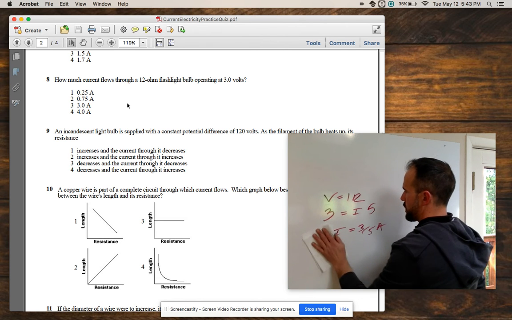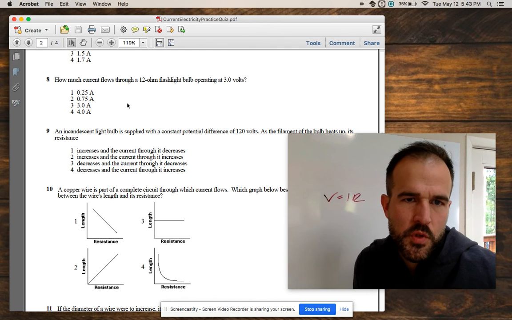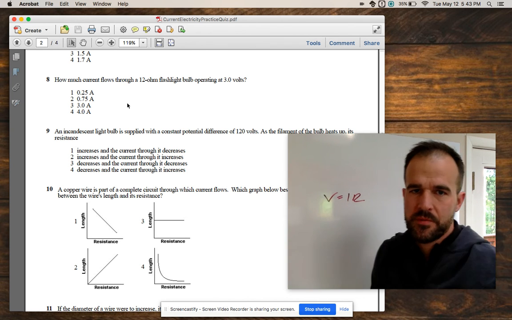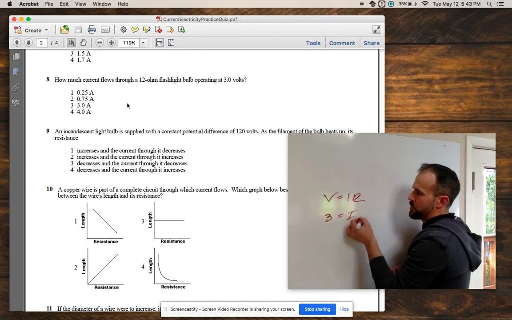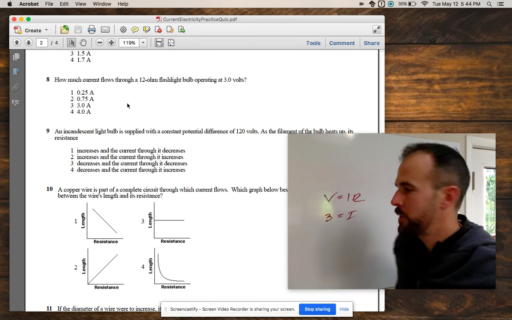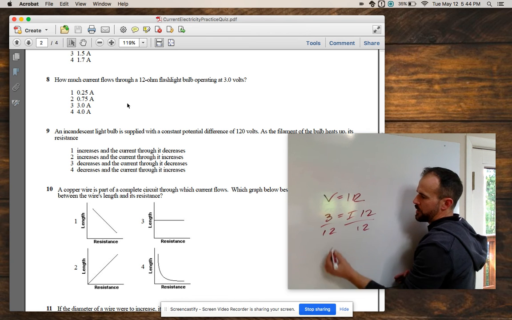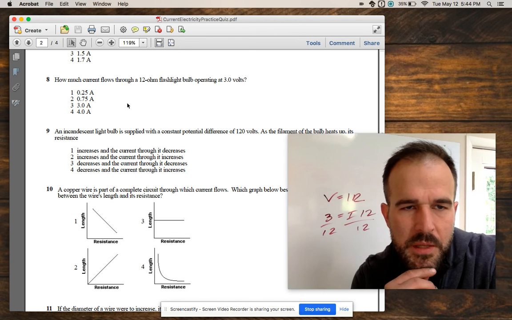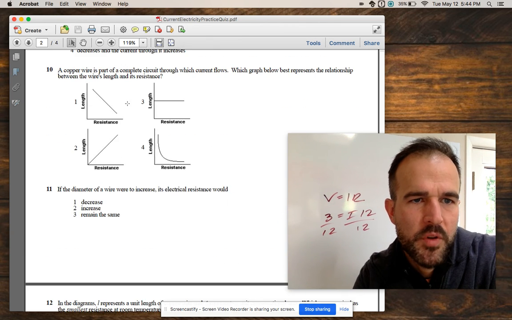Another V equals IR. How much current? So I we're looking for. So 12 ohms, that's resistance, and 3 volts, that's voltage, potential difference. So 3 volts, current, and 12 ohms. So divide by 12, solving for I, looks like 3/12. And that must be answer number 1. 8, double checking, is number 1. Number 9.